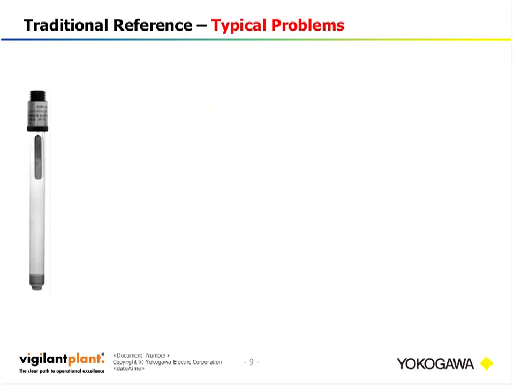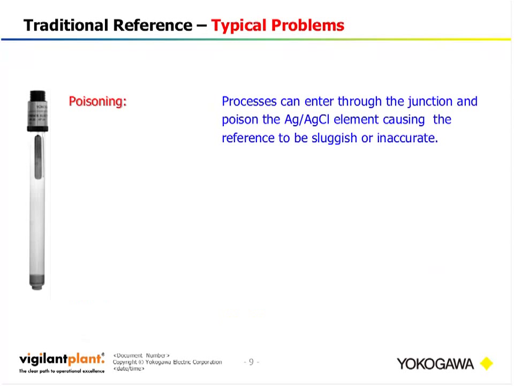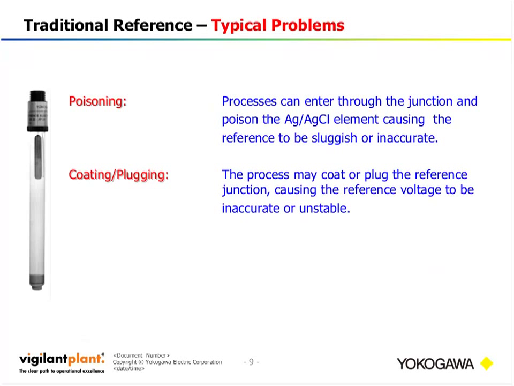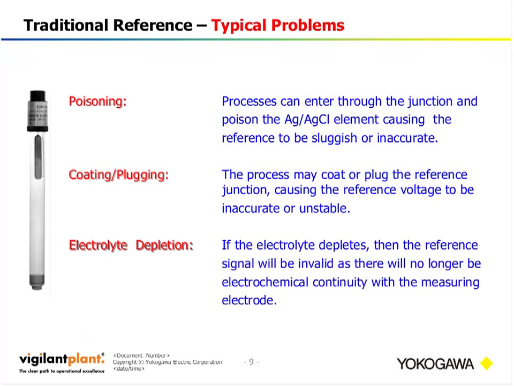Like we said, 80% of all typical problems of a pH measurement are caused by the diaphragm and the electrolyte of the reference electrode. And the main problems are the process can enter the electrode through the diaphragm, the junction, and poison that silver-silver chloride element, that the diaphragm junction is coated or becomes plugged, and basically the depletion of that internal KCl solution. If any of these happen, that stable millivolt reading will not actually be fulfilled.